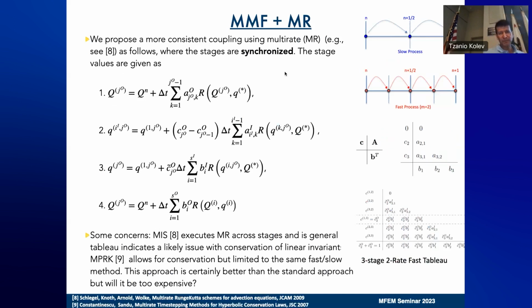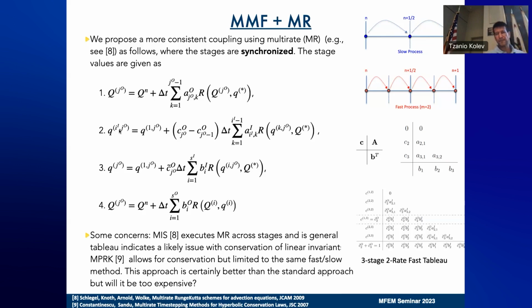And of course, the better thing to do is to actually couple the stages of both methods. So for example, here I have the slow process, think of it as the coarse-scale problem, and the fast process as the fine-scale problem. And so you can imagine constructing a multi-rate tableau, which we've done, and the superscript O is for outer loop, and the superscript I, capital I, is for inner loop. So the outer loop is the slow process of the coarse-scale model, and the inner loop is the fast process or the fine-scale model.